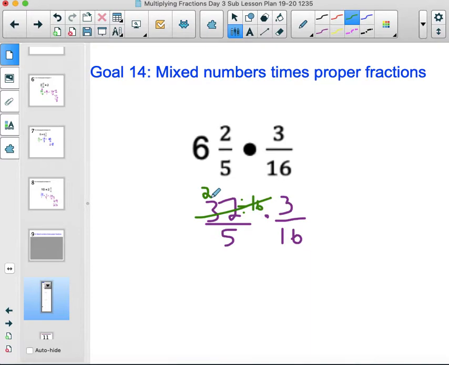That 32 divided by 16 is 2. And then you're going to take 16 and divide it by 16 as well. That will make the simplifying much easier. 16 over 16 is 1 whole. Multiply straight across, you get 2 times 3, which is 6, and 5 times 1, which is 5. That will simplify to 1 1/5.